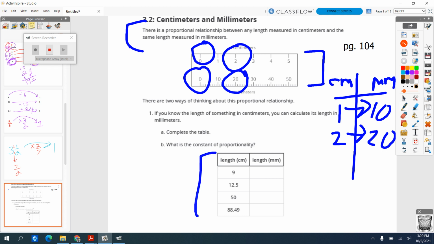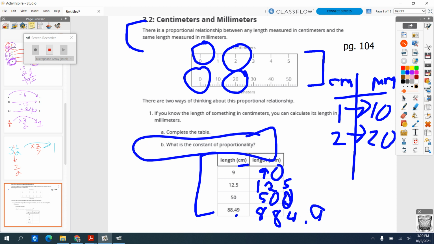So when the centimeters is 9, the millimeters would be 90. I'm just multiplying by 10. When the centimeters is 12.5, I'm multiplying by 10, you get 125. 50 times 10 is 500. And 88.49, when you multiply by 10, you just move the decimal over one place to the right, you get 884.9.